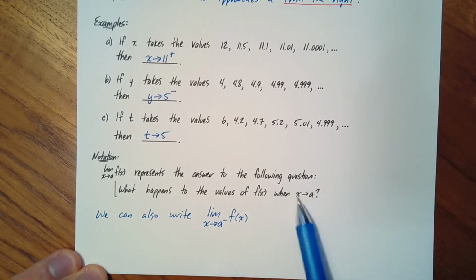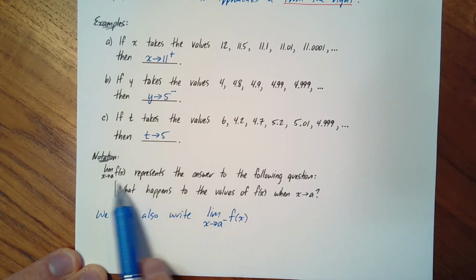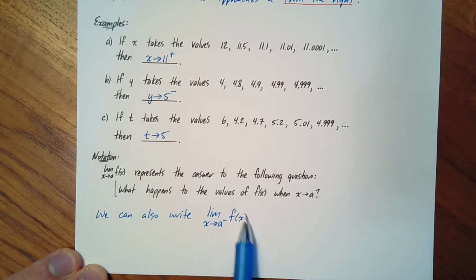I just change this to being more specific and saying what happens to the values of f of x as x approaches a from the left. So if I just put a minus sign here, then this statement becomes the exact meaning of this notation. And I could do the same thing from the right.